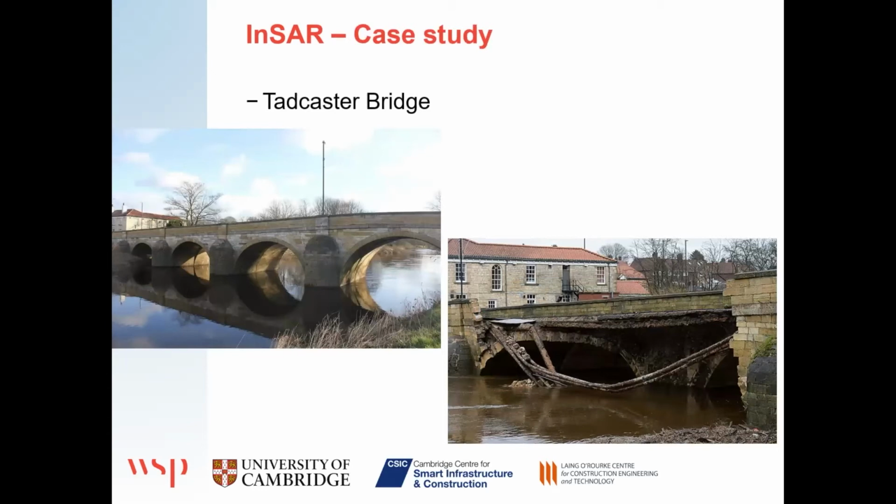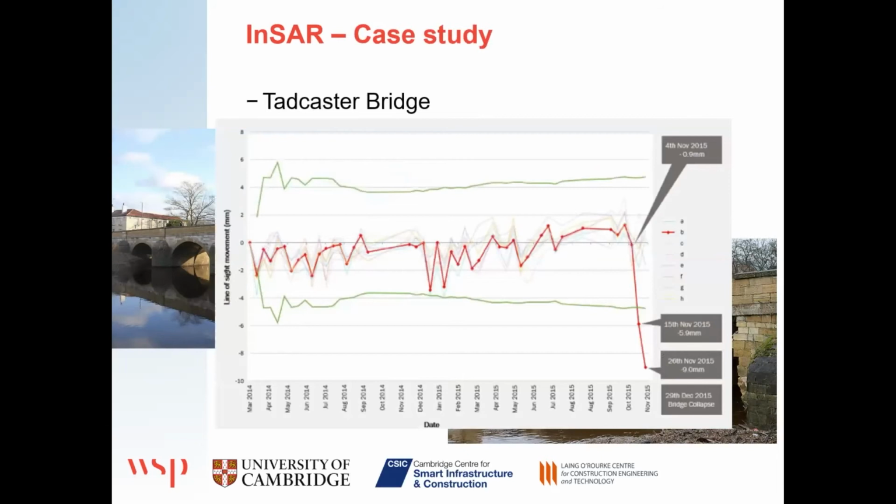A case study that Sakthi looked at was a bridge in Tadcaster in Yorkshire, which in December 2015 partially collapsed during a flood. And this is a plot of the distance measured to various points on the bridge from a satellite over the months running up to the period of collapse.